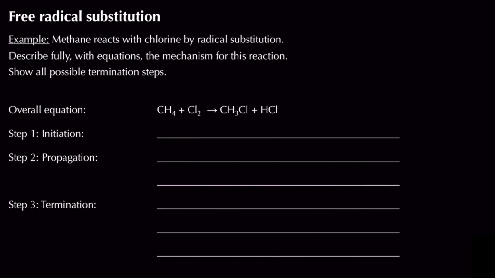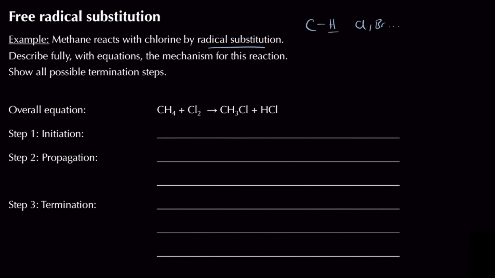Now, if I were to look at an example of this, I've got methane that reacts with chlorine by radical substitution. We're already told over here, but a key hint is we're taking a carbon-hydrogen bond and replacing the hydrogen with a halogen, like chlorine, bromine, or iodine, but it has to be a halogen. If we're asked to describe fully with equations the mechanism for this reaction, we need to be able to show all possible termination steps, our propagation steps, and of course our initiation step as well.